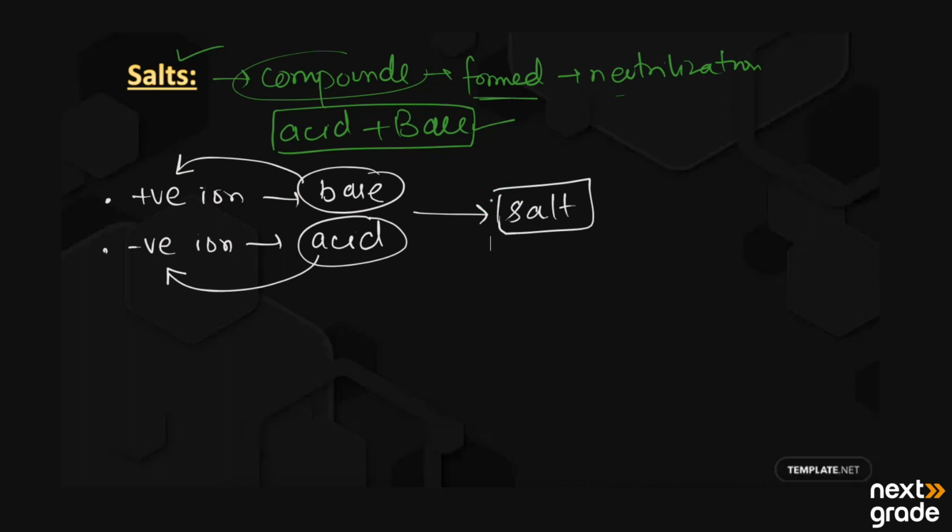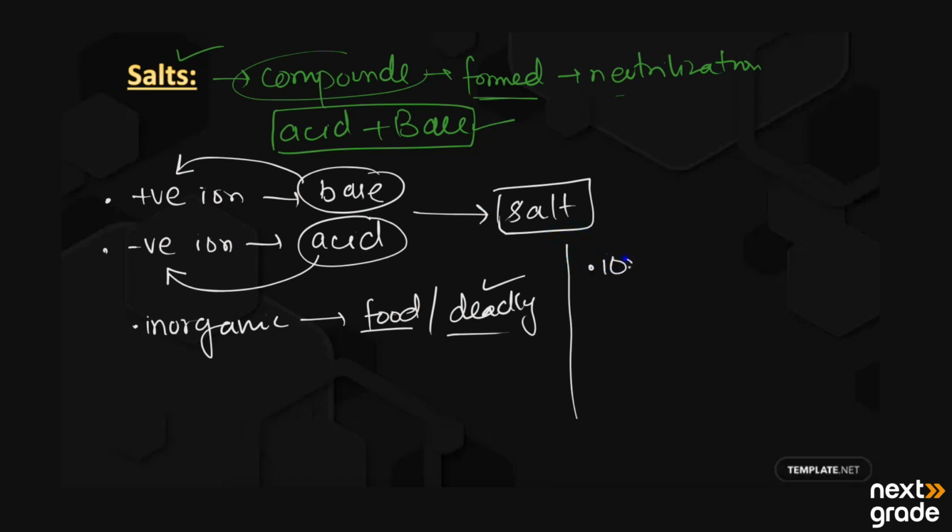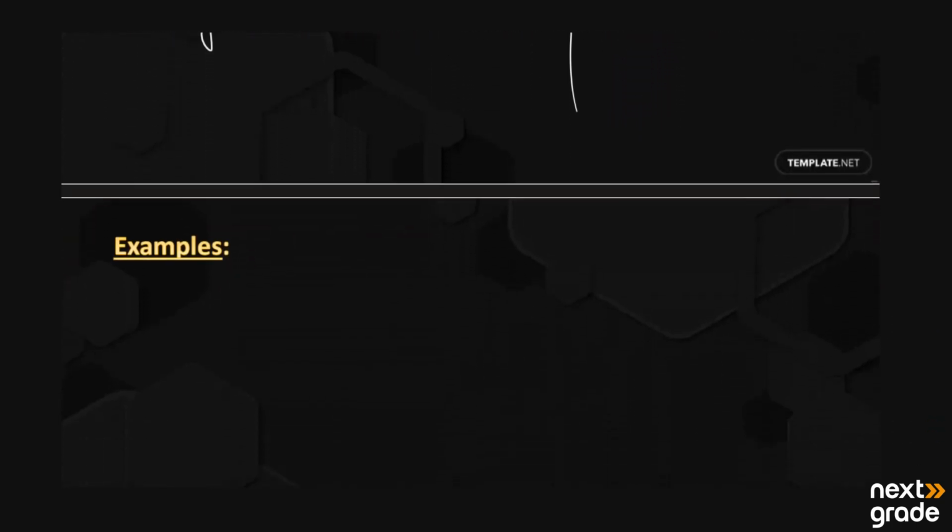So we have a lot of salts around us, and there are thousands of salts, and a majority of them are inorganic salts. Some are used in food, some are edible, and some are deadly, they can cause serious consequences to living organisms. And the main thing about salts is that they are basically ionic compounds.